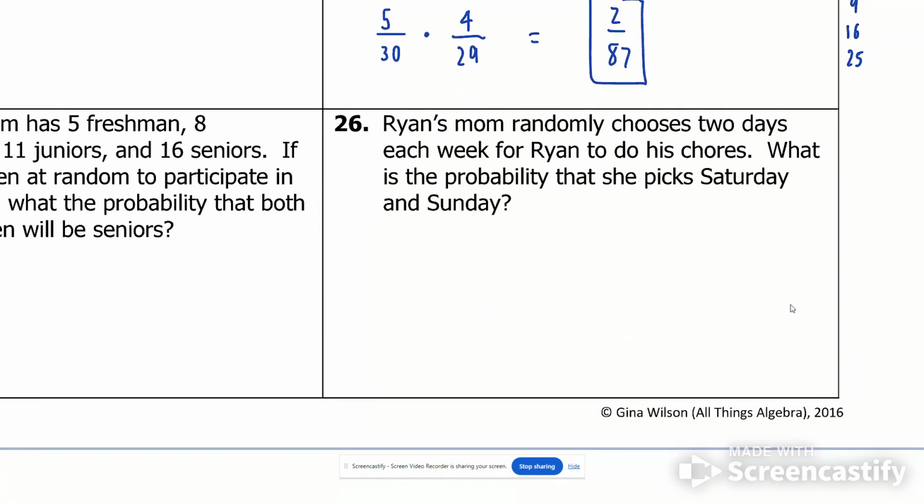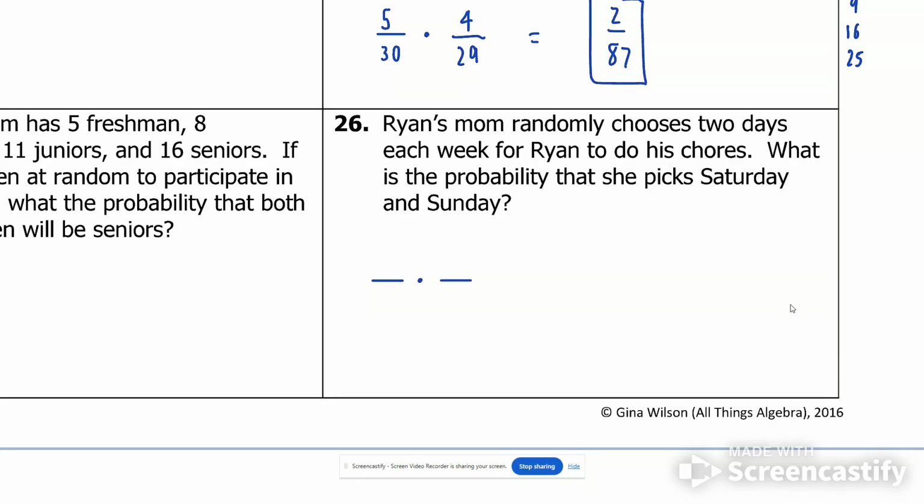And that leads us to the last one, number 26. Ryan's mom randomly chooses 2 days each week for Ryan to do his chores. What's the probability that she picks Saturday and Sunday? All right, so again, she's picking 2 days. Multiple events, you multiply events.